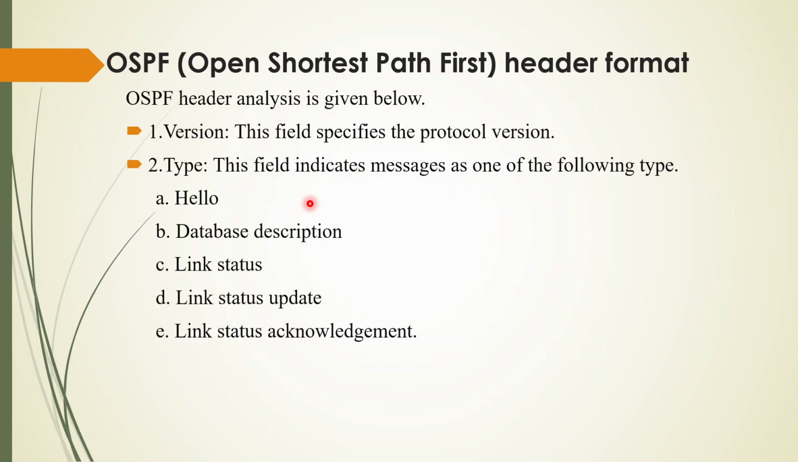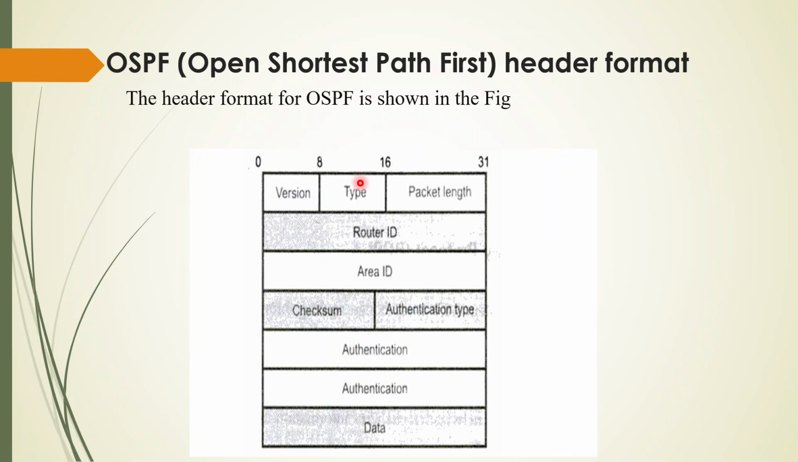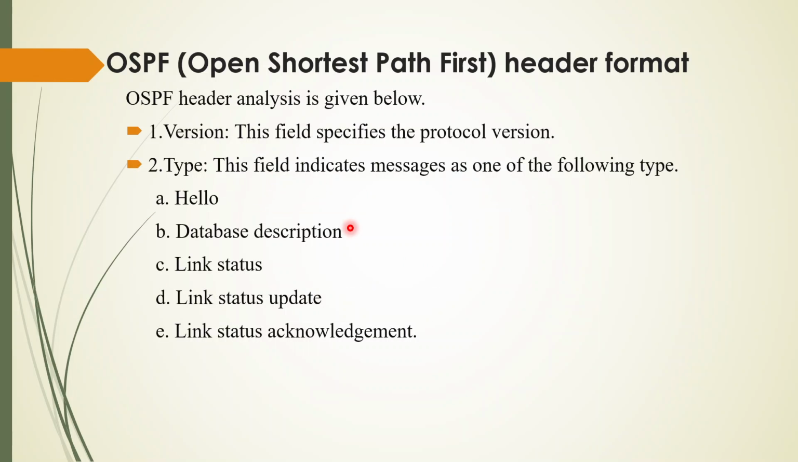First is version. OSPF header analysis is given below. For version, this field specifies the protocol version. Type: this field indicates the message as one of the following types. We have multiple types of message. First is hello message, second is database description message, next is link state request message, link state update message, and link state acknowledgement. So these all are the types.